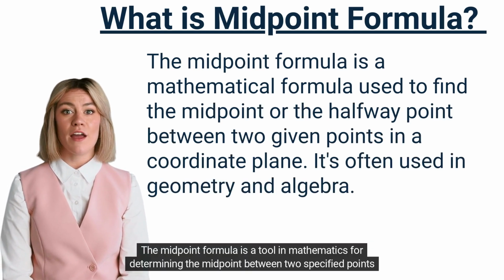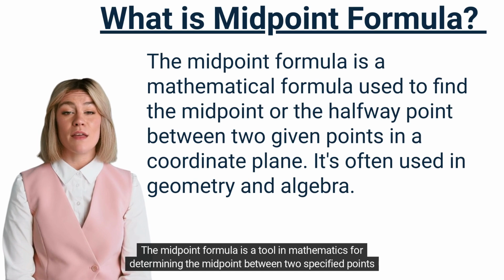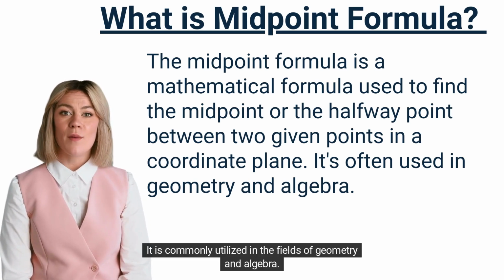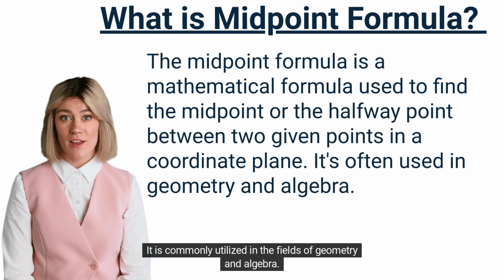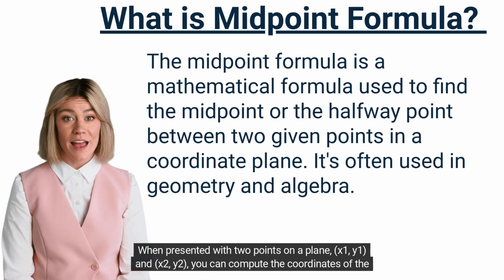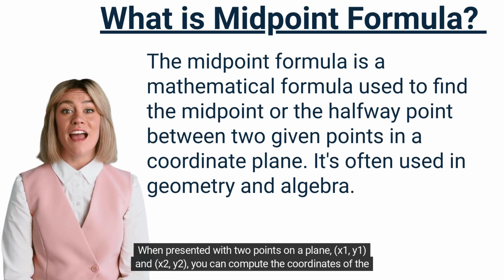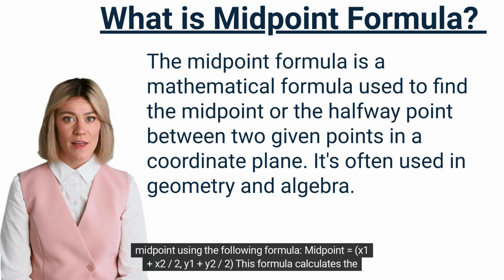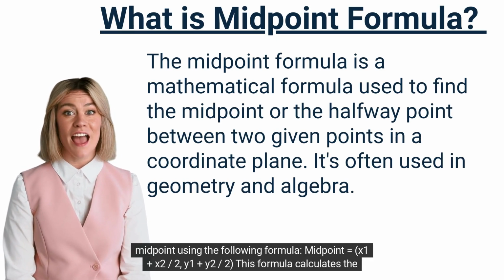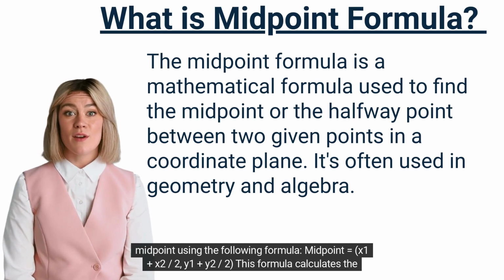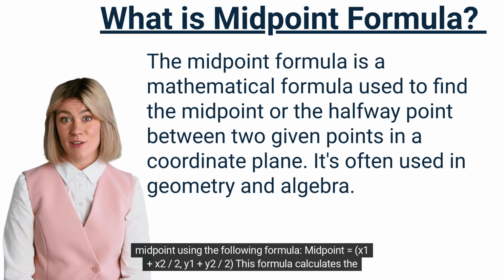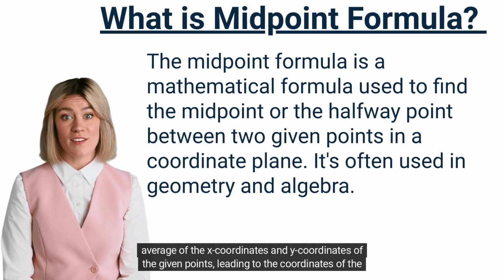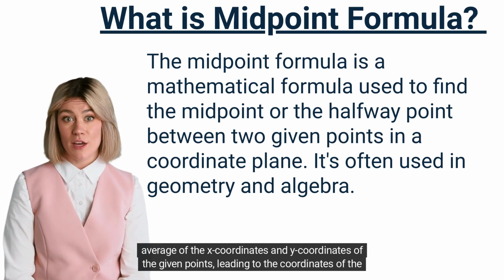The midpoint formula is a tool in mathematics for determining the midpoint between 2 specified points on a coordinate plane. It is commonly utilized in the fields of geometry and algebra. When presented with 2 points on a plane, (x1, y1) and (x2, y2), you can compute the coordinates of the midpoint using the following formula. Midpoint equals ((x1 plus x2) over 2, (y1 plus y2) over 2). This formula calculates the average of the x-coordinates and y-coordinates of the given points, leading to the coordinates of the midpoint.